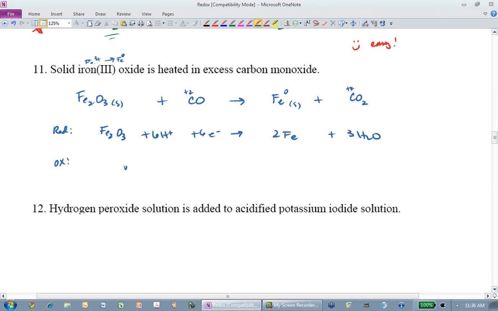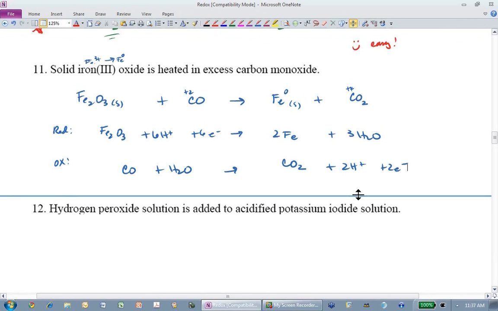All right, how about the oxidation? CO goes to CO2. So I need a water over here. So I need 2 H pluses over here. Got it. And I need 2 electrons and 0 on both sides. Yippee skippy.